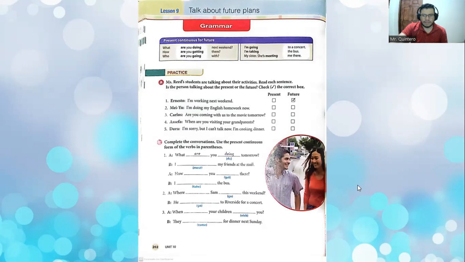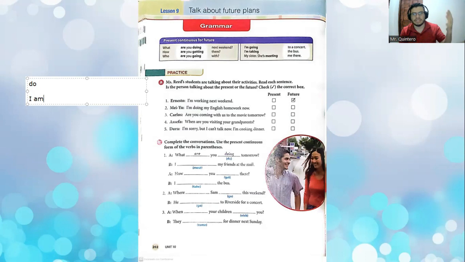If you know the verb to be, you're gonna complete those. Si yo digo estoy haciendo tarea, ¿cómo digo el verbo hacer? Es do, ¿verdad? Yo estoy, I am. Acuérdense del verbo to be. I am, you are, he is, she is, it is, we are, you are in plural, they are, ellos están. That is the verb to be. I am, you are, he is, she is, it is, we are, you are, they are.